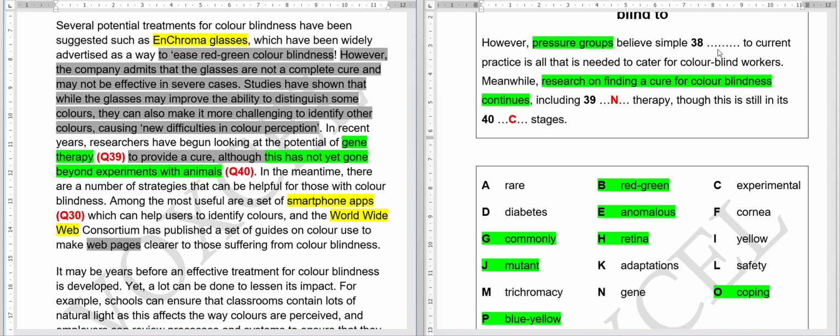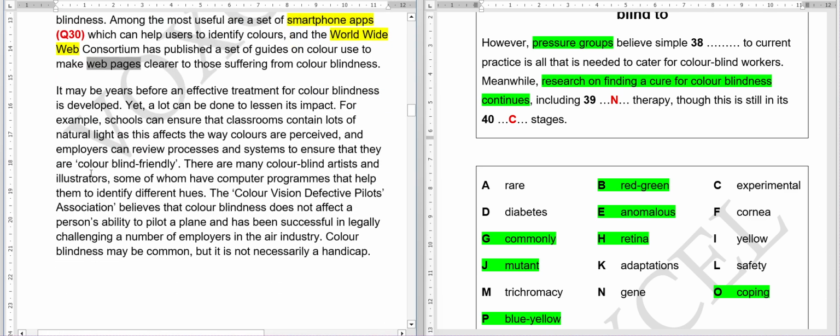Okay, let's read the last paragraph. It may be years before an effective treatment for color blindness is developed. So now we're saying that it could take us years before we are able to develop any effective treatment. Yet a lot can be done to lessen its impact, so we can reduce the impacts obviously.